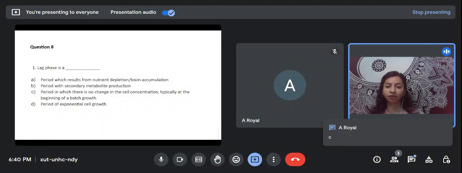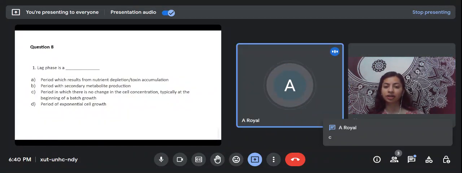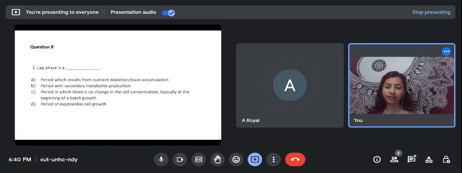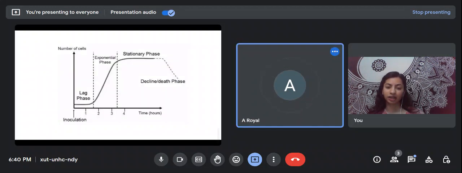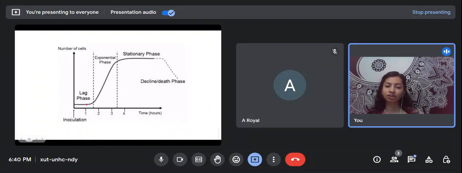The options are a period which results from nutrient depletion or toxin accumulation, a period in which there is no change in cell concentration, typically at the beginning of a batch growth. Yes, ma'am, that is correct. The lag phase, as the name sort of indicates, is the lag you see before cells start growing. So even if you are doing the passage, right, in which you're taking inoculum from one culture and moving into fresh media, you will still see a lag phase. Okay, it will be less, but you will still see a lag phase.